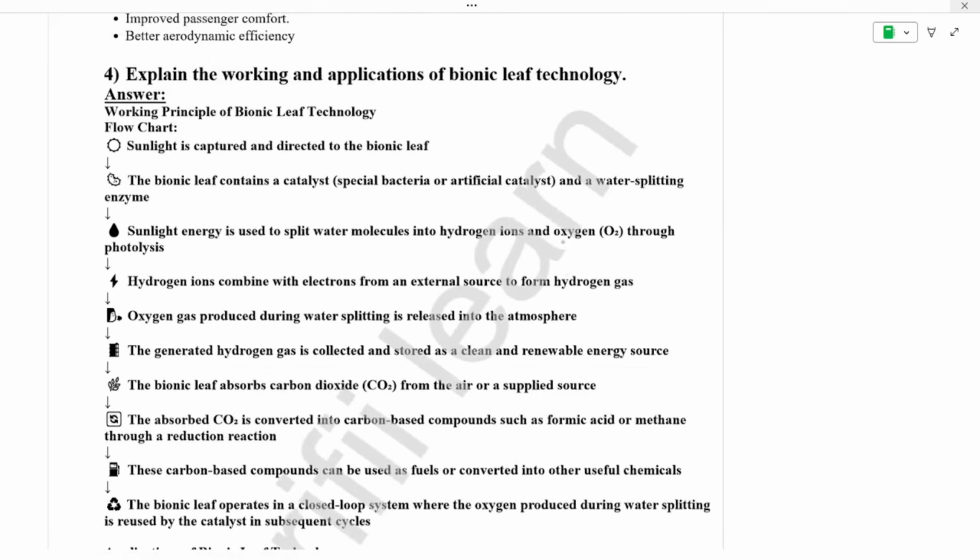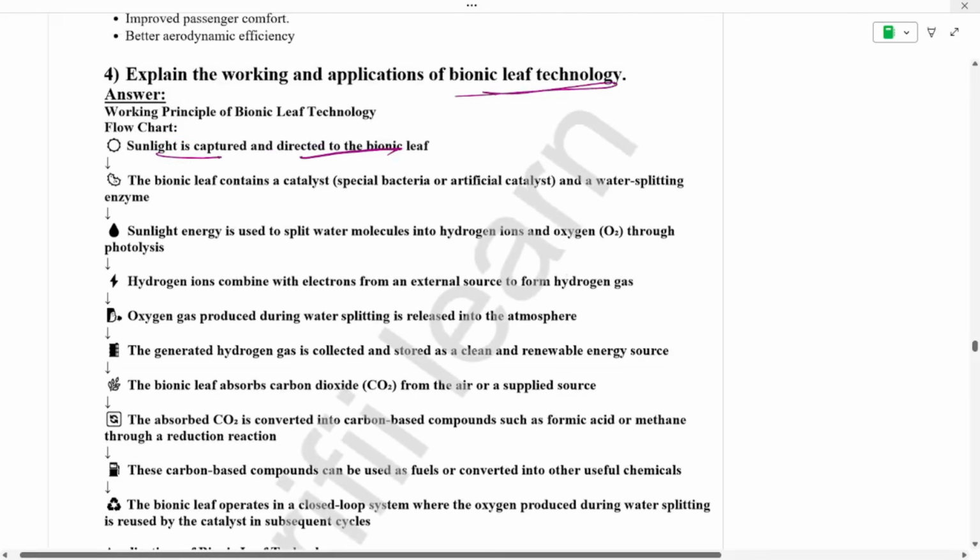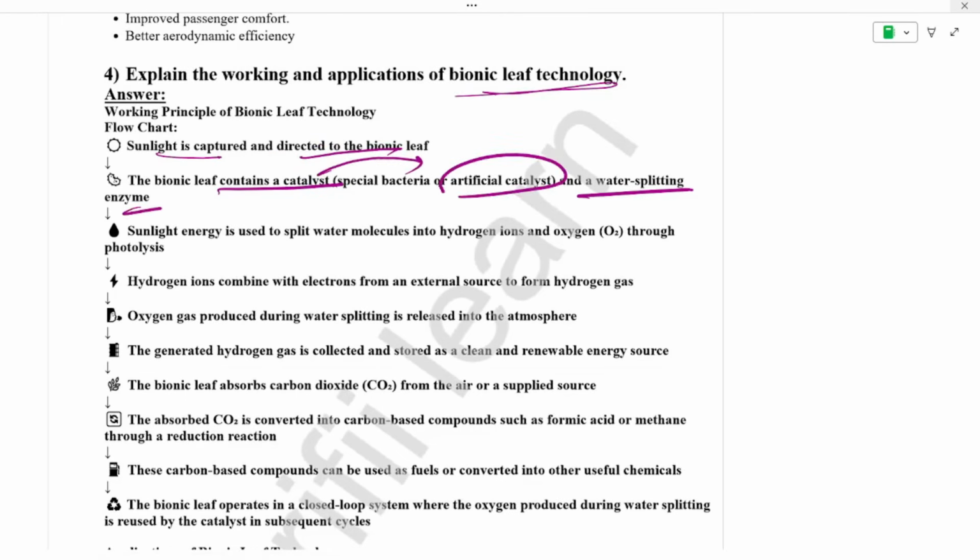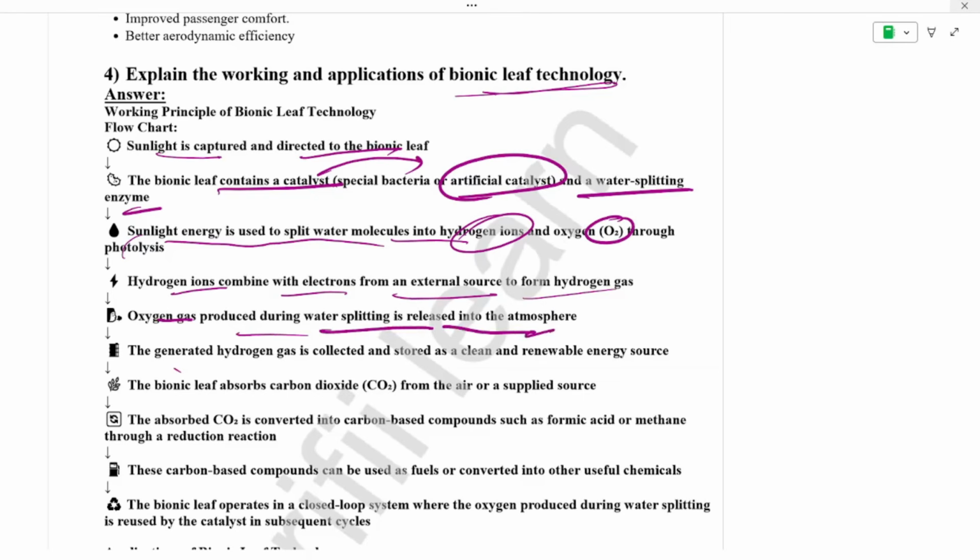And next, this is one of the important questions, bionic leaf technology. First the sunlight is captured and directed into the bionic leaf. It contains a catalyst and a water-splitting enzyme. That catalyst can be special bacteria or an artificial catalyst. The sunlight energy is used to split the water molecule into O2, that is oxygen, and hydrogen ions, and the hydrogen ions combine with electrons from an external source to form hydrogen gas. The oxygen gas, O2, which is produced is released into the atmosphere. The generated hydrogen gas is stored and used as a renewable energy source.